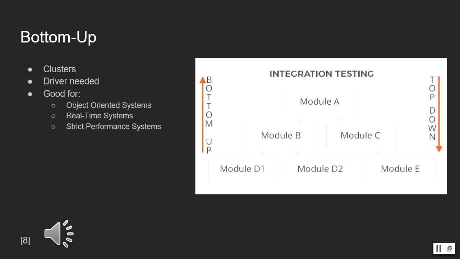There is no need for stubs in this approach. It becomes simplified as the process moves upward and the need for drivers gets reduced. This approach is advisable for object-oriented systems, real-time systems, and systems with strict performance needs.